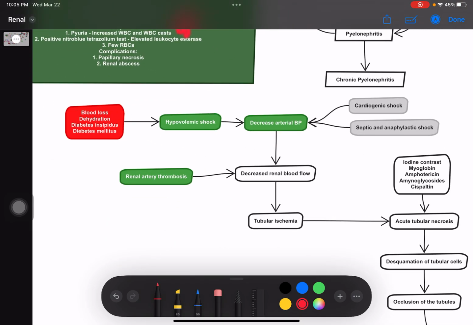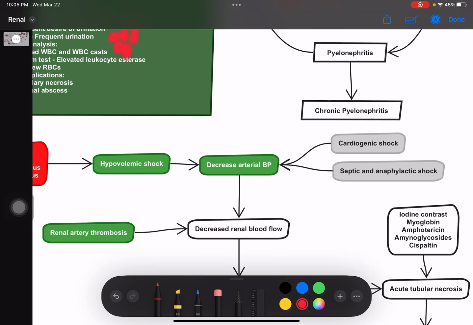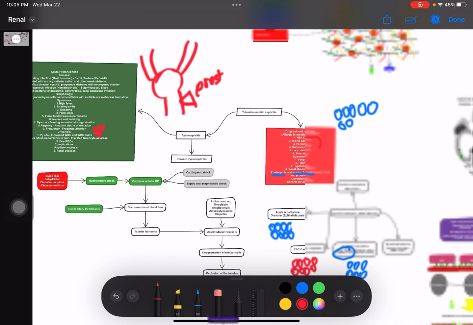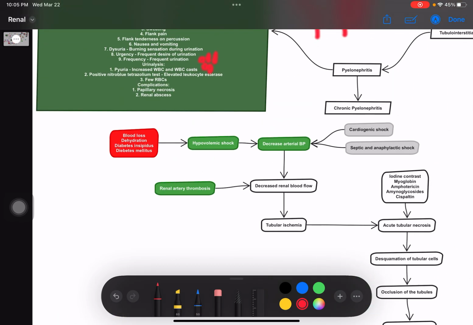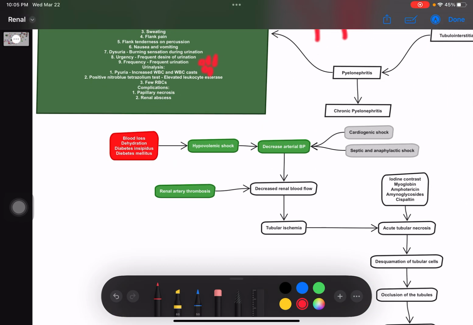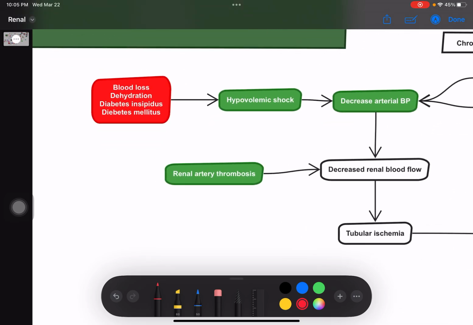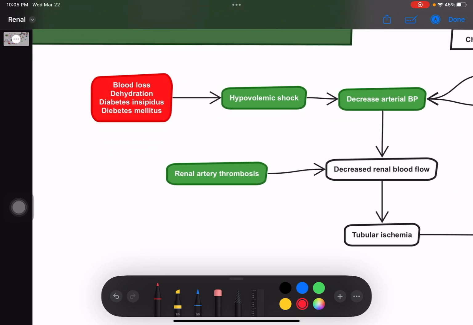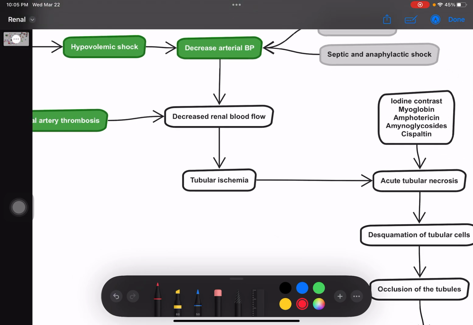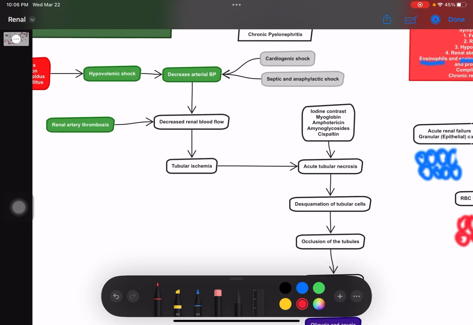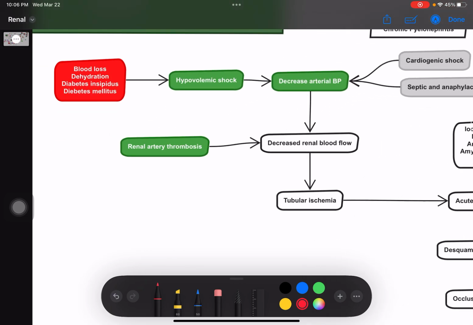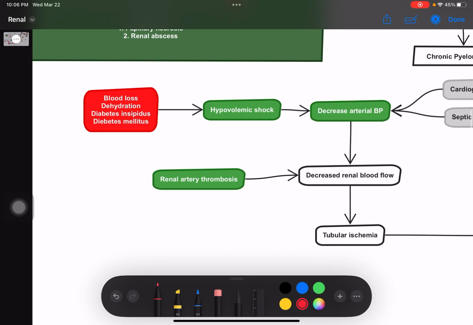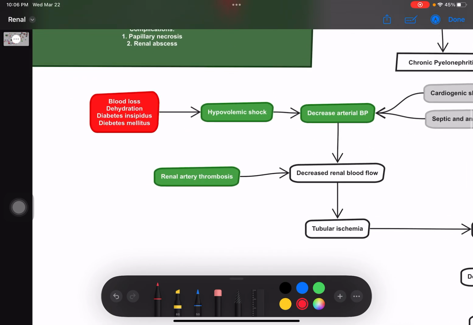Okay, now let's go. And the second is a chronic pyelonephritis. Okay. Now in this case, there's acute kidney injury, acute kidney failure. We have factors that can provoke and cause the acute kidney injury.